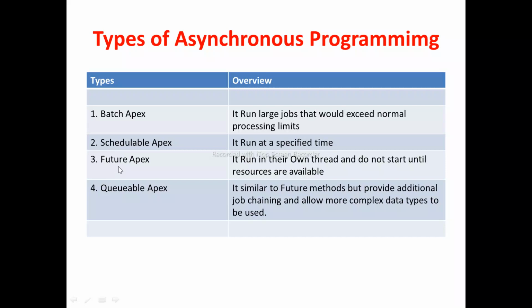Next is future Apex. It runs in its own thread and does not start until resources are available. And the last one is Queueable Apex. Queueable Apex is similar to the future method, but provides additional job chaining and allows more complex data types to be used. These are the types of asynchronous programming.